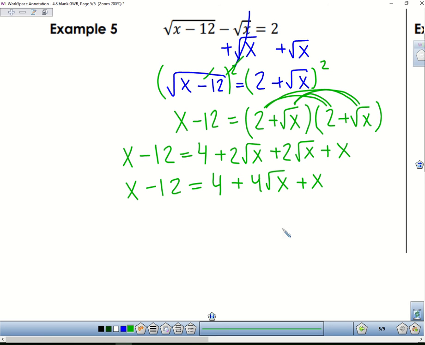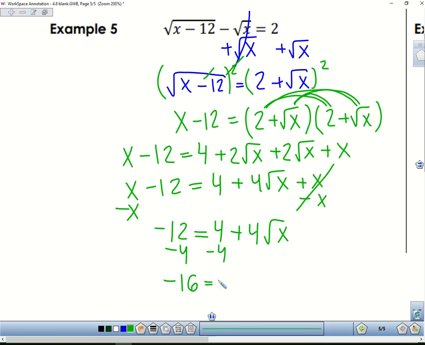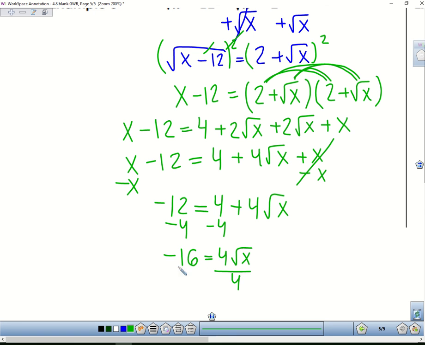So everybody see how we got to this point? So, okay. Then now I'm going to subtract x on both sides, and what do you notice happens to the x's? Yeah, they cancel out. So I'm left with just this. And now your goal is to get the radical by itself again. So subtract 4. That gives me negative 16 equals 4 times radical x. Divide both sides by 4. And you get square root of x is equal to negative 4.